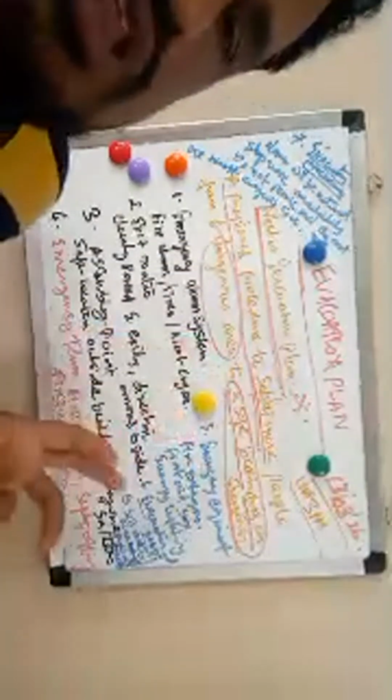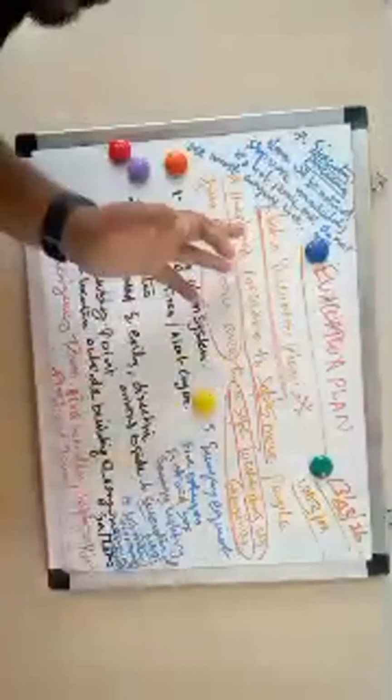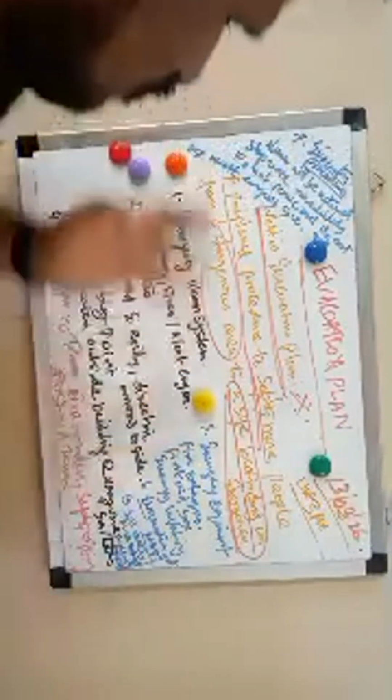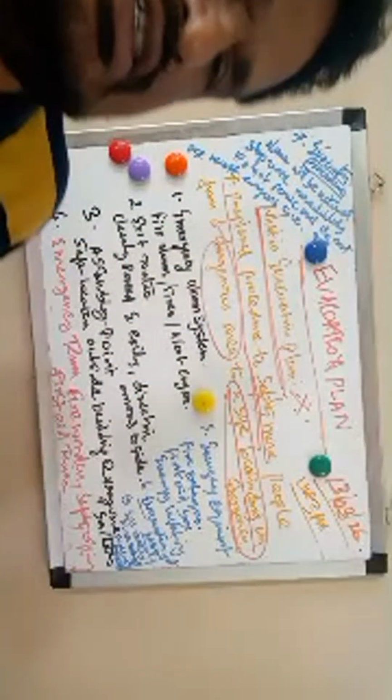It is a pre-planned procedure to safely move people from the dangerous area to a safe area in emergency situations. So that is the procedure. It's a pre-planned procedure for safely moving the people from the emergency area to a safe location in an emergency. That is the evacuation plan procedure.